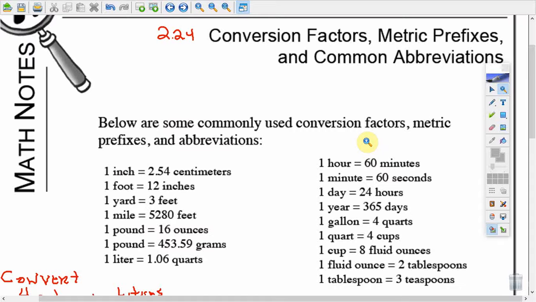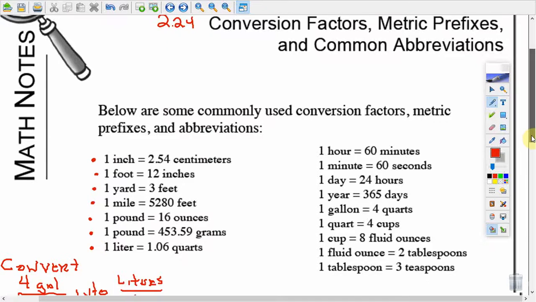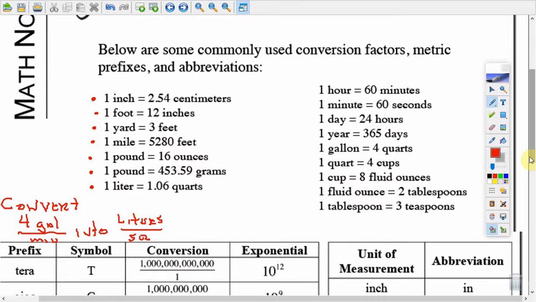So below are some commonly used conversion factors, metric prefixes, and abbreviations. Let's talk about these real fast. We've got 1 inch equals 2.54 centimeters. 1 foot equals 12 inches. 1 yard equals 3 feet. 1 mile equals 5,280 feet. 1 pound equals 16 ounces. It also equals 453.59 grams. 1 liter equals 1.06 quarts. So that's a handy one to keep in mind if you can remember that a liter is about a quart. It's a good everyday conversion.